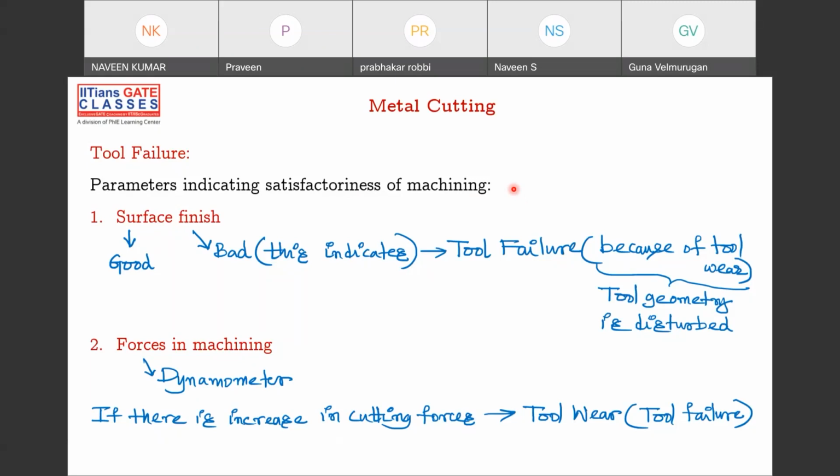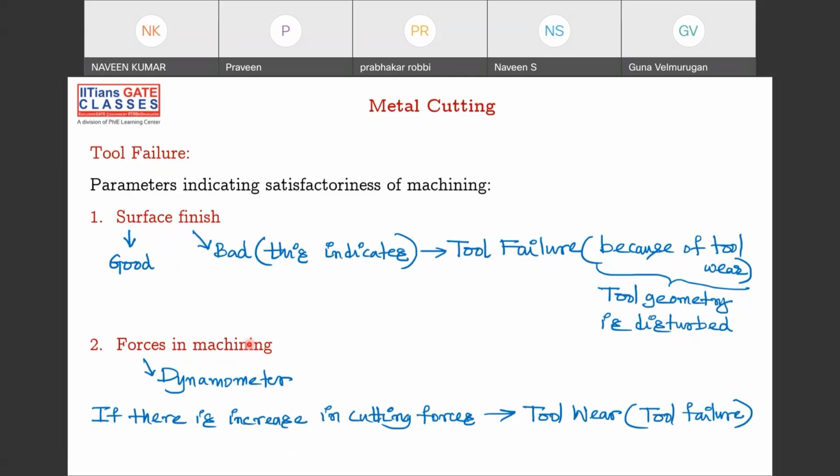And the primary reason is your tool. The tool might have worn off and failed. So what are those parameters? The first parameter is surface finish. As you keep on machining, suddenly you see a bad surface finish being generated. Sometimes that indicates the tool has failed because the tool has worn off, hence the tool geometry is disturbed. So you have to do something. Either you re-grind the tool or you discard it and take a new tool. Right, so surface finish is one of the parameters that will say the satisfactoriness of the machining.